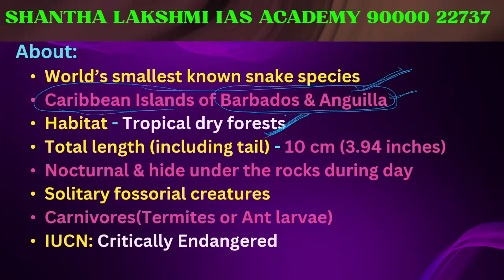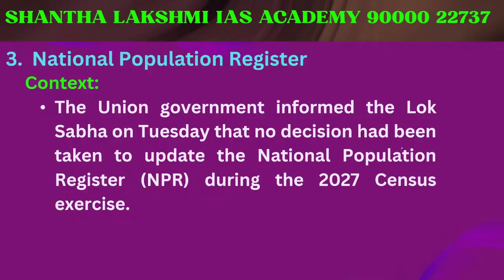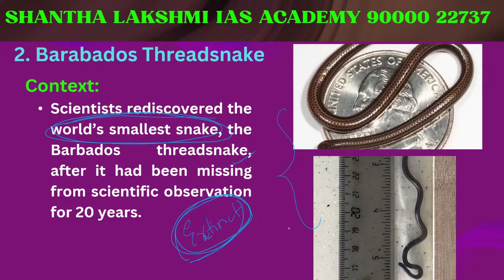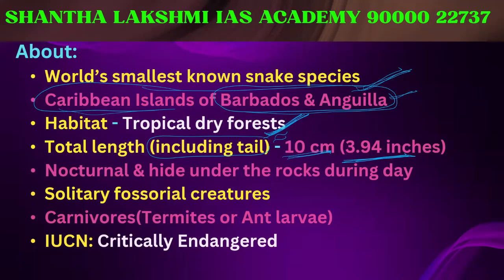And see, the total length, including the tail of this snake, is only approximately 10 centimeters, which is 3.94 inches. You can see the picture. If this snake were placed on a United States coin, it would fill the coin. So that is the 10 centimeters, the world's smallest snake. And it is nocturnal.